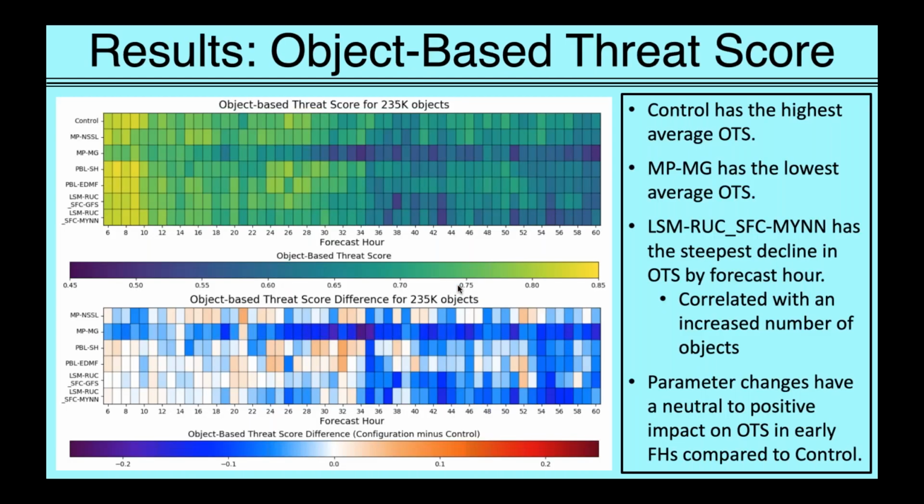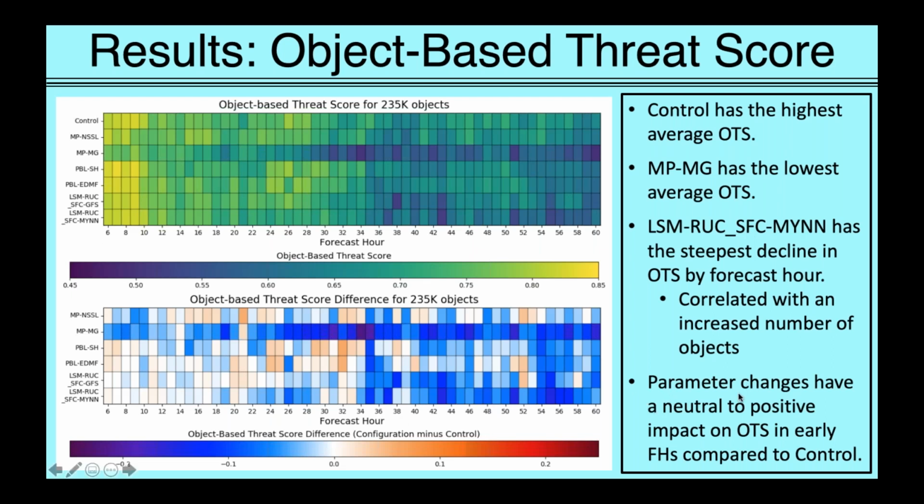So going through some results, here's our object-based threat score. The control has the highest average, excuse me, I used to do work with overshooting tops. That's why every time I see OTS, I also want to say overshooting tops. It has the highest average OTS, and our MPMG configuration has the lowest. It was also interesting that when we changed the land surface model to the RUC and then the surface to the min, we had our steepest decline in OTS by forecast hour. And this is correlated with an increased number of objects that were identified.